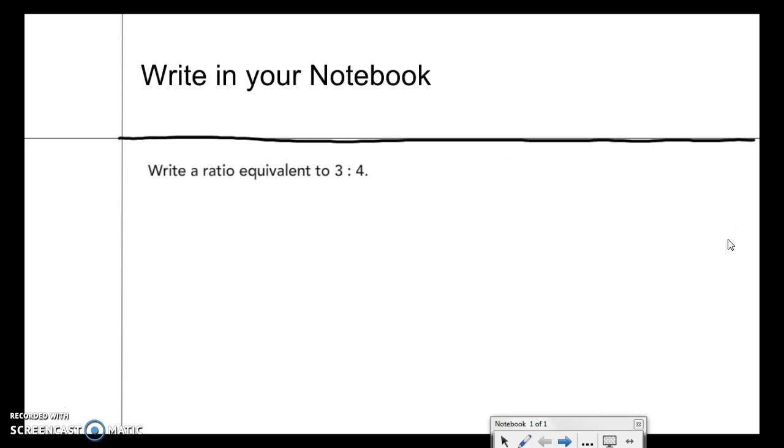I don't want you to write a ratio. I want you to write some ratios. And what I mean by that is I want you to create either a word cloud or a text box. I like to do word clouds.